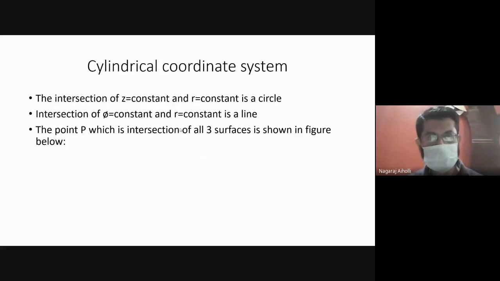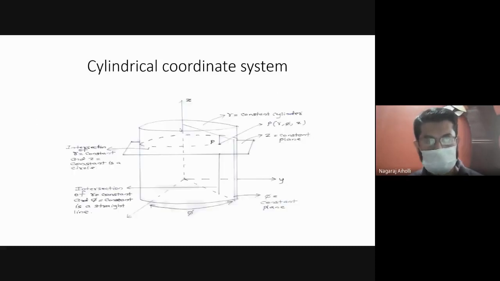Then next is the point of intersection of all these three surfaces. What will be the point of intersection between two planes? Here, this is a cylinder. Let us try to visualize. Now I want to find the intersection of r equal to constant and z equal to constant. I have written here, the intersection of r equal to constant and z equal to constant is a circle. How is it a circle?